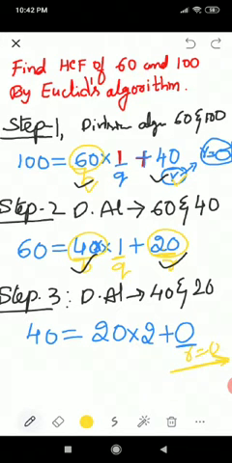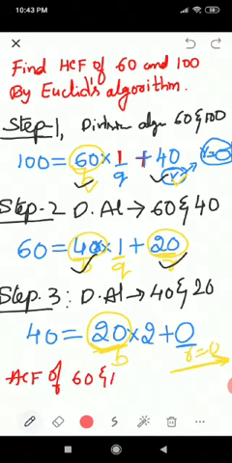And what is the B value here? Here the B value is 20. So this B value becomes our HCF. So HCF of 60 and 100 is equal to 20.